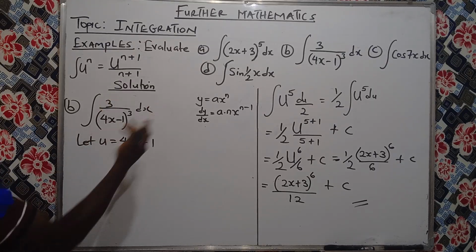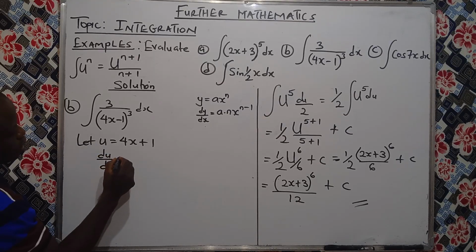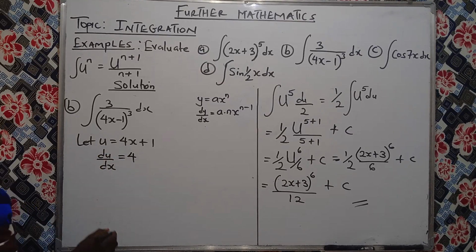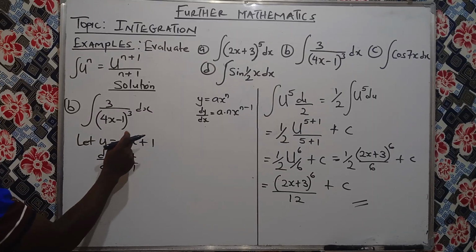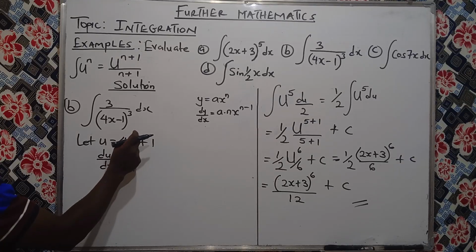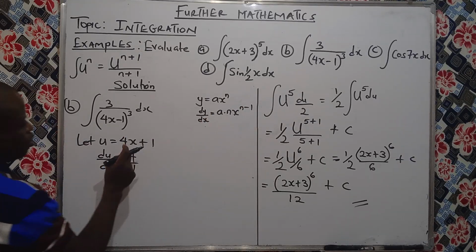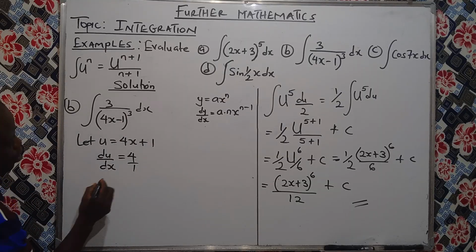Now, let's differentiate as we did in the first question. du over dx equals 4. The power 1 comes to the front, that's 4 times 1, 4. Then 1 minus 1 at the power is 0. x raised to 0 is 1, times 4 is 4. Okay, we want to make dx the subject of the formula.